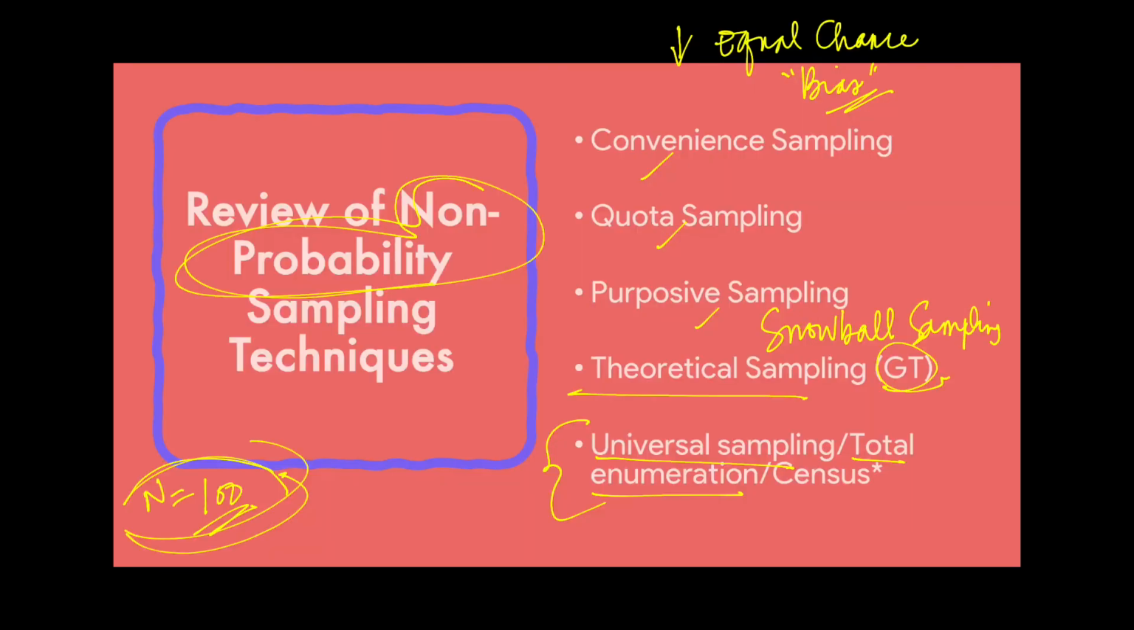And then going back here, you also have theoretical sampling, which is specific to grounded theory research, which is qualitative. Let me just give a short explanation for this. Theoretical sampling is that you get data where the theory that you are developing leads to. So that's basically what it means.